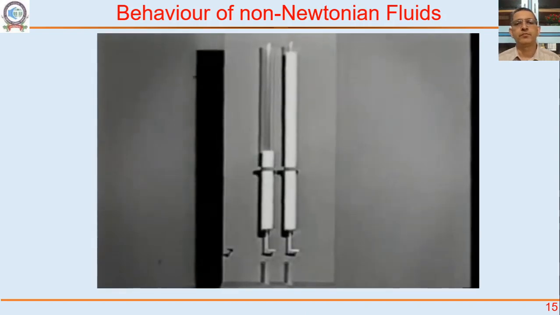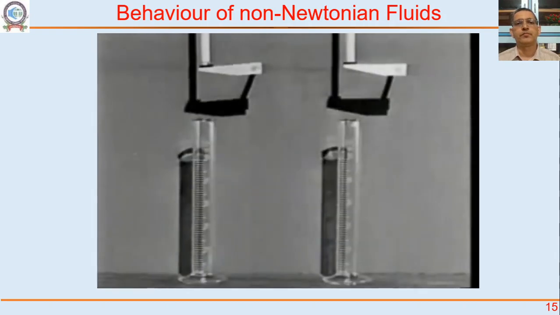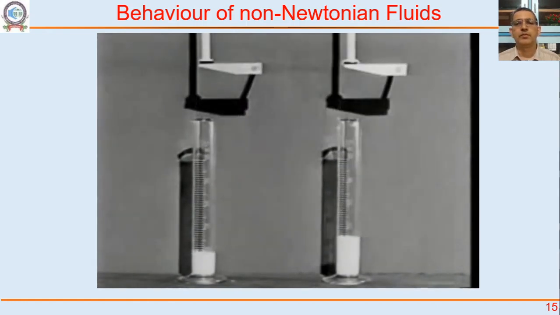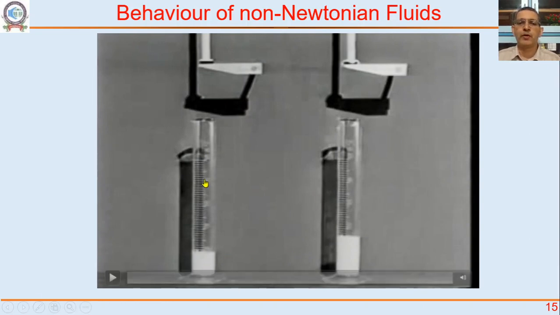Another one. There are some fluids that create a contrary situation. For this suspension, the viscosity is higher at the higher rates of flow. This is called dilatant or shear thickening behavior. So now the flow rate is less than double. Although the hydrostatic head is doubled, flow rate is less than double.